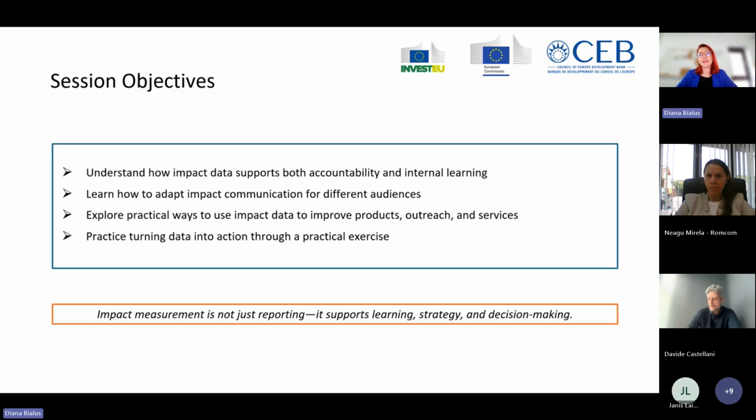And I think the key message for today, and what's important for you to remember, is that impact measurement is not only about reporting, but it's a tool to support strategy and decision making and learning in your organization.